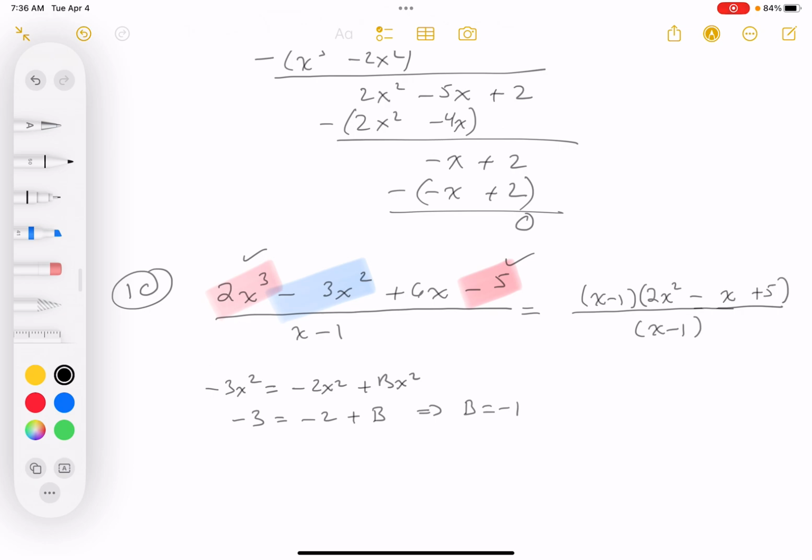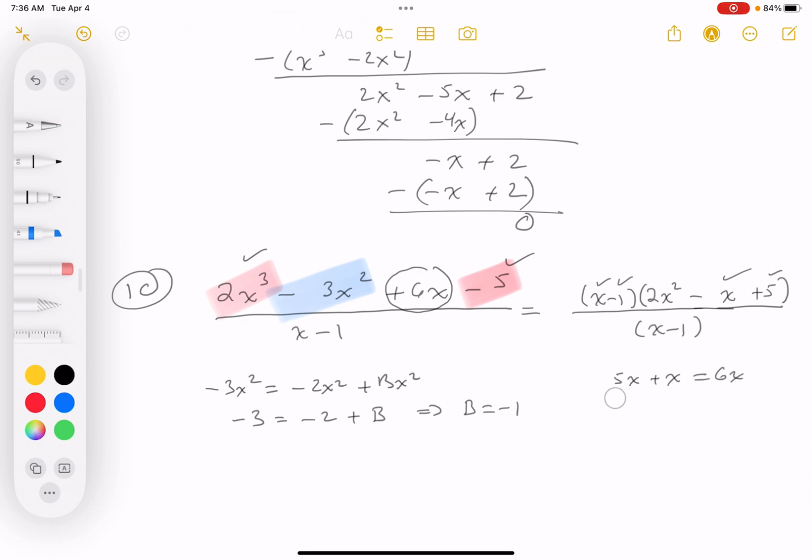But I want to see if it gives me the plus 6x. Let's take a look at that. So how would you get that? X times 5, that would be 5x. And again, I want to make sure it equals this over here. Let's see, x times 5 is 5x. And then minus 1 times minus x is plus x. And that, in fact, does equal 6x. So it's the correct factorization.